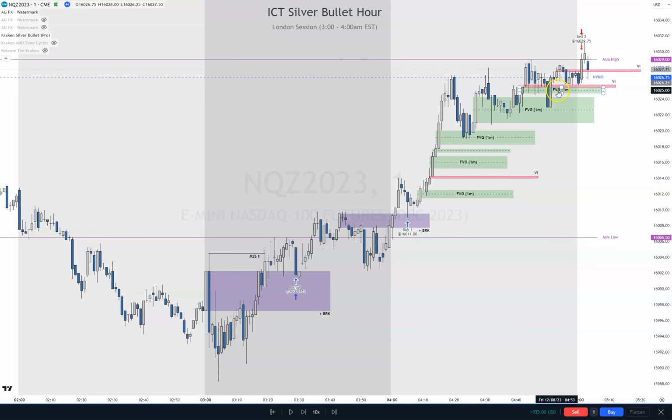Then we had a new fair value gap. I moved my stop up to here. Had a new volume imbalance, moved my stop up to here. Got a new volume imbalance, moved my stop up to here. When you use volume imbalances, they happen quite a bit. Like there's 3 right here.